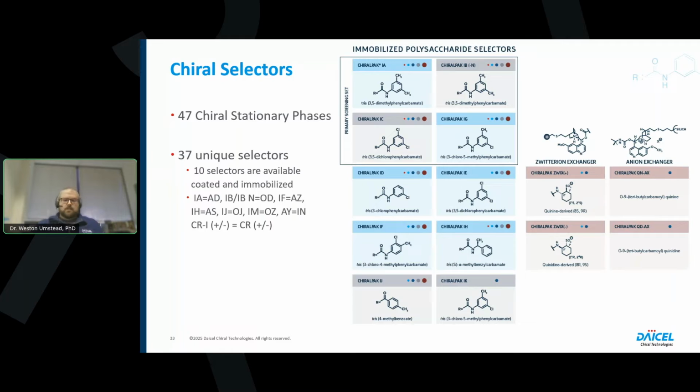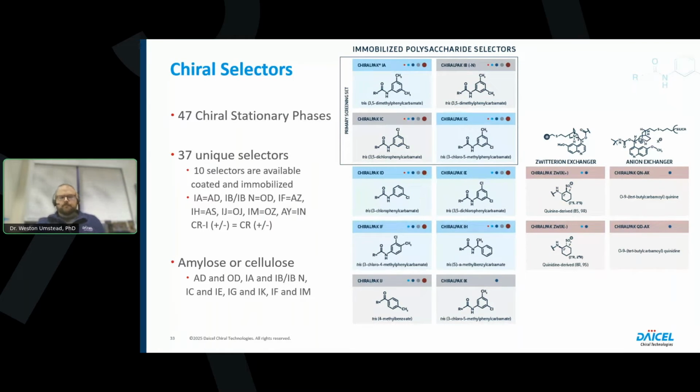So for all intents and purposes, we have 47 columns. The selector types are 37. And then in some instances, you've got the same chiral selector available both as an amylosic and a cellulosic. Sticking to the top of the slide here, you've got IA and IBN next to each other, both 3,5-dimethylphenyl carbamate, but IA is amylosic and IBN is cellulosic. And that will almost always give very different performance in a chiral separation. So having access to both of those polymers with that selector is often a very helpful tool as we begin trying to develop and optimize our chiral separations with the polysaccharides.